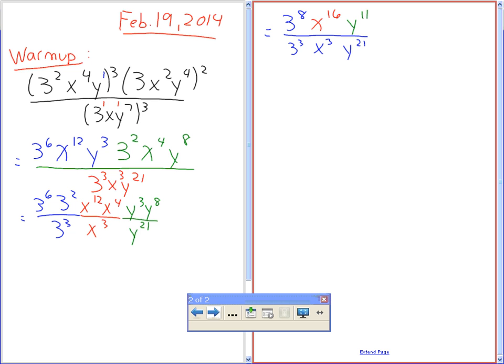Tori, can you explain to the class what you actually did there? Very good. When you have the same base, all we do is add the exponents. These both were base 3, so we just did 6 plus 2 is 8. Is that it? What if we don't have the same base? If you don't have the same base, you can't add.